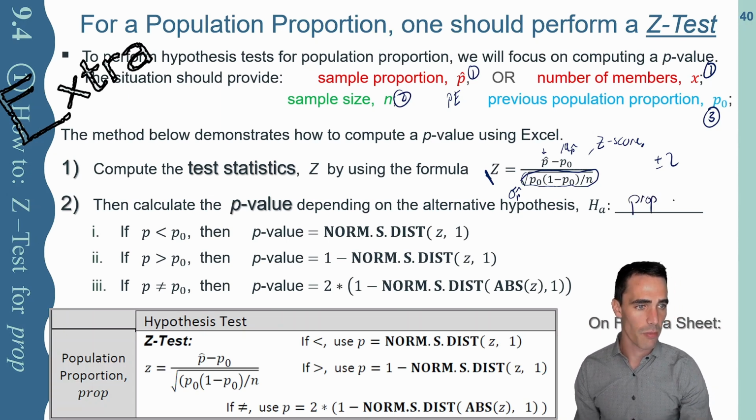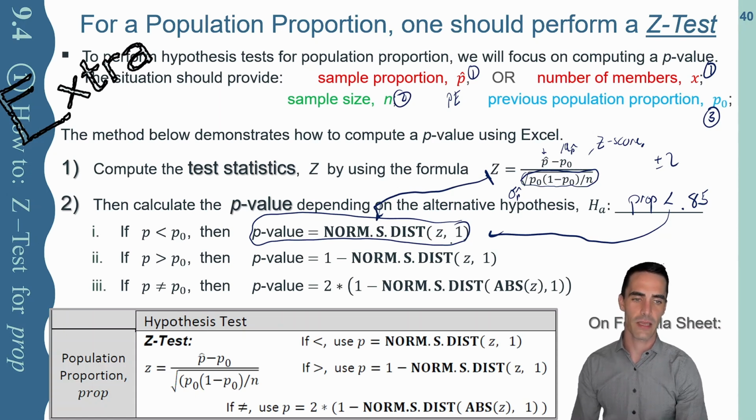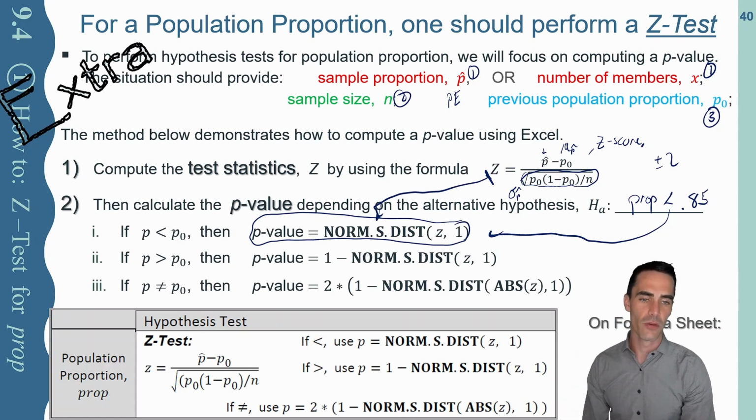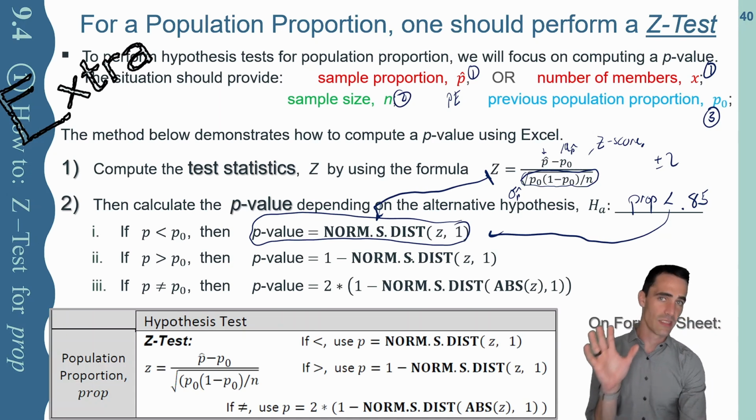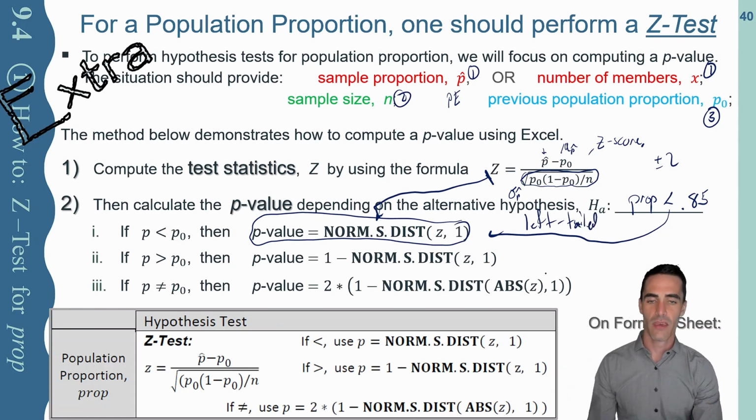If our claim is that a proportion, let's say, has to be less than 0.85, well, then that less than is going to dictate the way I compute the p-value. It should be normal. That S stands for standard distribution. That is exactly what this Z-score gives you. Lets you do the standard distribution, where you can type in that test statistic and 1, and you'll get a p-value, no problem. Again, based on what kind of test you're performing. In this case, this is a left-tailed test. And so we should look at values that are less than that initial population proportion.